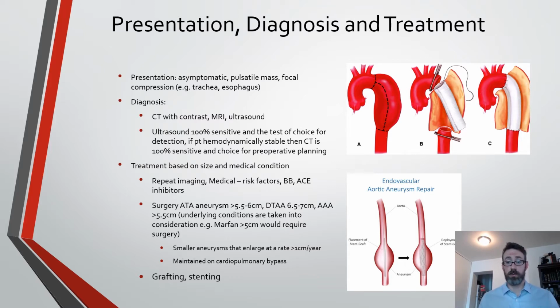But you also have to take into account any underlying conditions your patient may have. For example, if the patient has a connective tissue disorder like Marfan's, they might opt to do surgery before it's gotten to a certain size, to avoid higher risk in that patient at larger sizes.